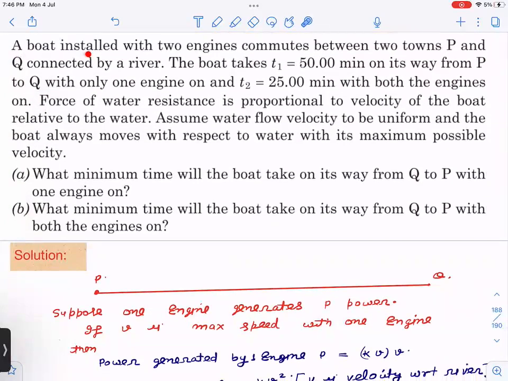Question is, there's a boat. It is installed with 2 engines. It goes from town P to Q. So this is referred to this figure. This is P and this is Q. They are connected by a river. So this is actually a river.